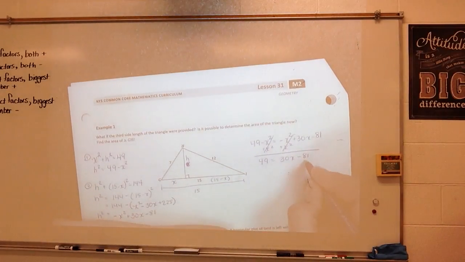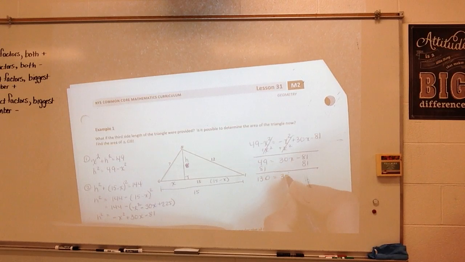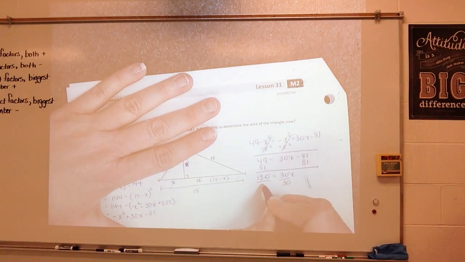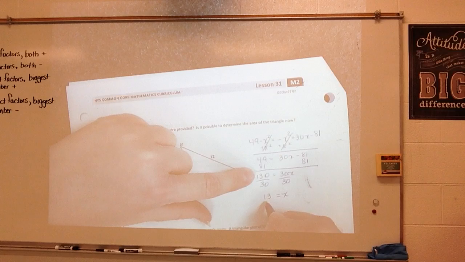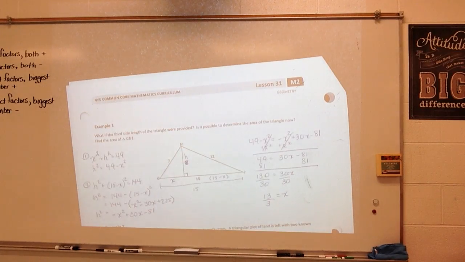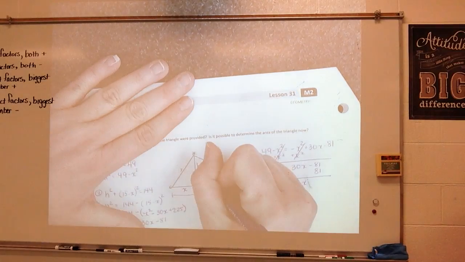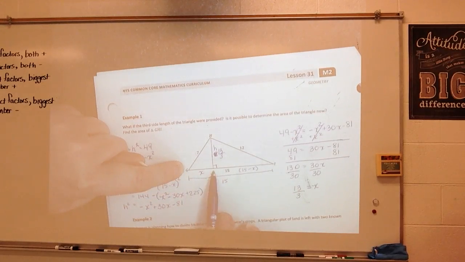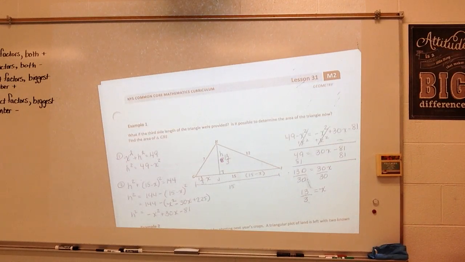Alright? I'm going to add 81 to both sides. And I get 130 is equal to 30x. Alright? Divide by 30. And this is what I get. I can divide both of those by 10, and I get 13 over 3. So I know that x is 13 over 3. I also know that GJ is 13 over 3.